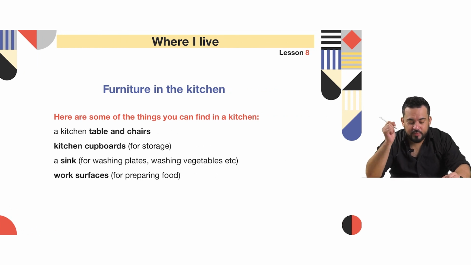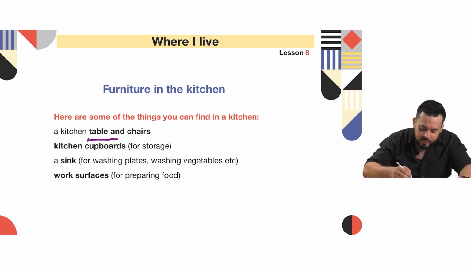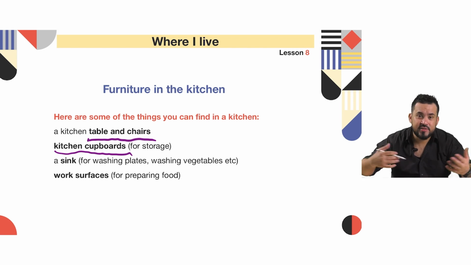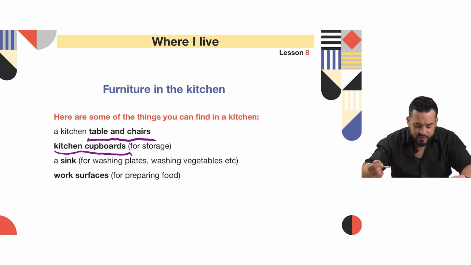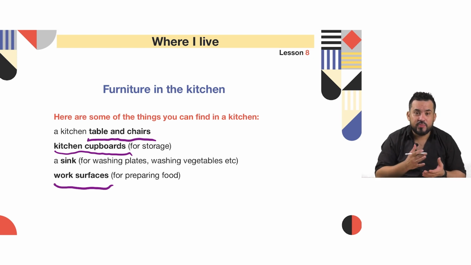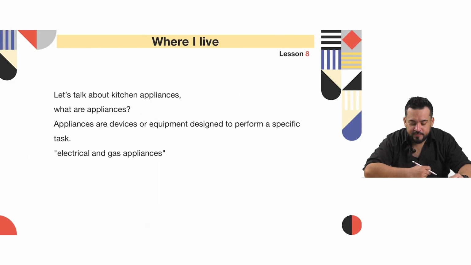Kitchen furniture. In the kitchen, the first thing you'll see is the table and the chairs. You'll see kitchen cupboards. Kitchen cupboards are for storage. That's where you put your glasses, your plates, and all the stuff that you store in a kitchen. A sink is where you wash your dishes. Work surface. This is where you prepare your food. That's where you cut your vegetables and mix your spices and prepare your food.